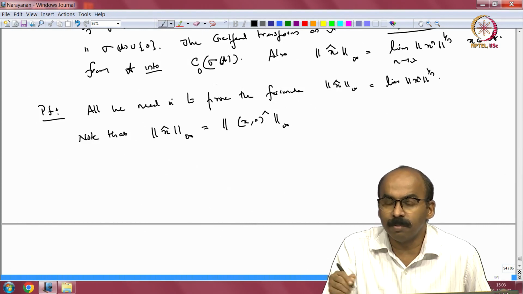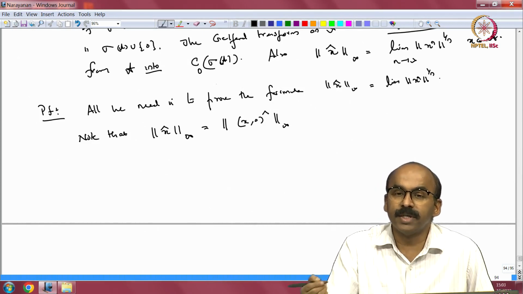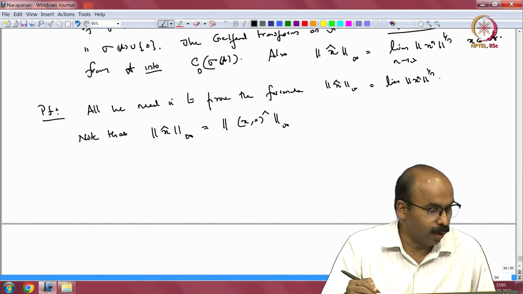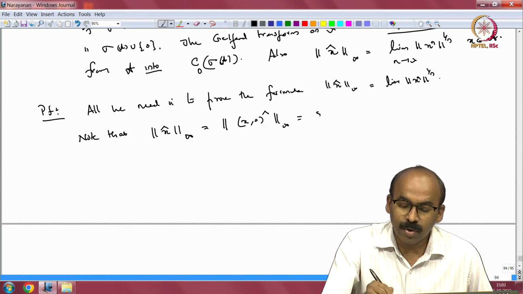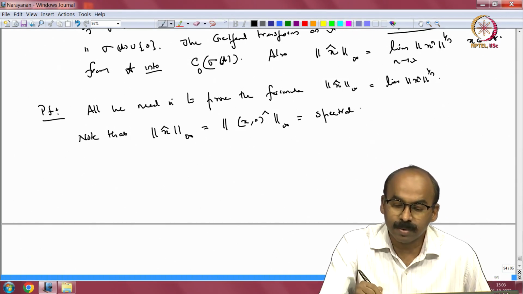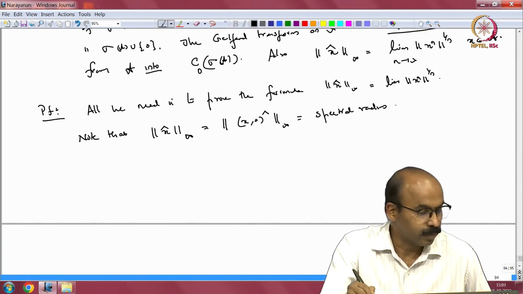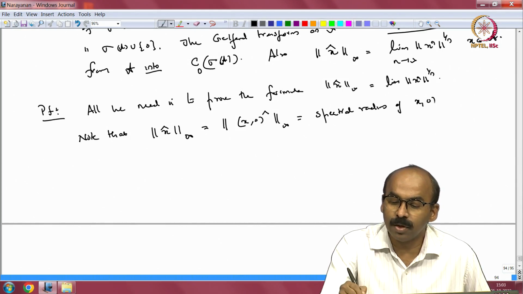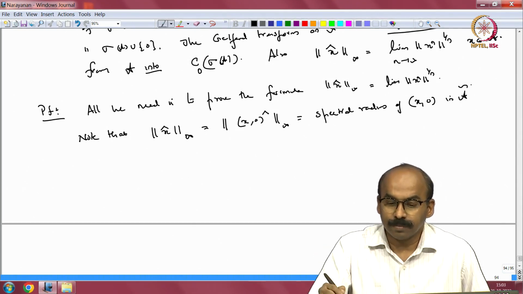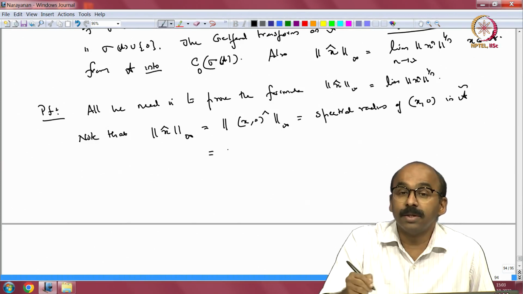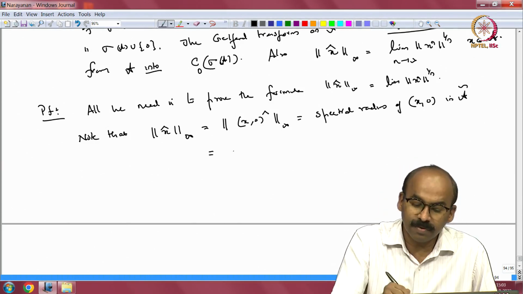So, when I take the supremum, that particular value is not going to change anything; you are going to get this equality, and this you know is the spectral radius, because now you are in the unital case. So, the spectral radius of (x, 0) in A tilde, right, and because that is the unital case, you know that, and this we have already proved.